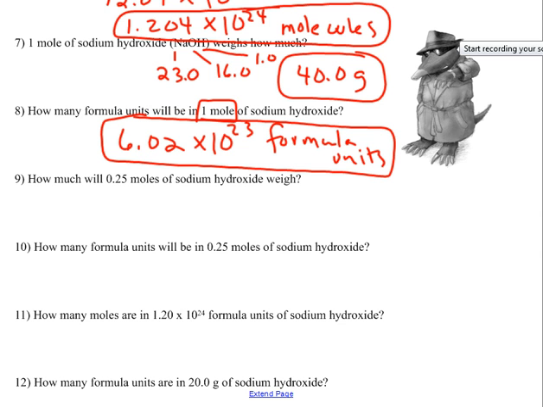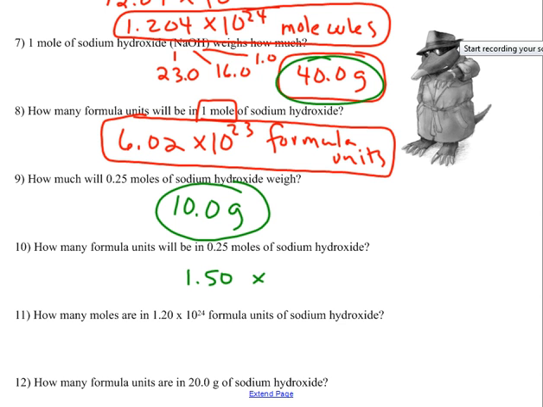How much will 0.25 moles of sodium hydroxide weigh? Okay. 0.25 is the same thing as a quarter. So a quarter, if 1 mole weighs 40 grams, then a quarter of a mole of sodium hydroxide will weigh a quarter of 40 grams, which is of course 10.0 grams. Number 10, how many formula units will there be in a quarter mole of sodium hydroxide? Well, a quarter of 6.02 times 10 to the 23 will yield your answer. So a quarter of 6.02 ends up being 1.50 times 10 to the 23 formula units.